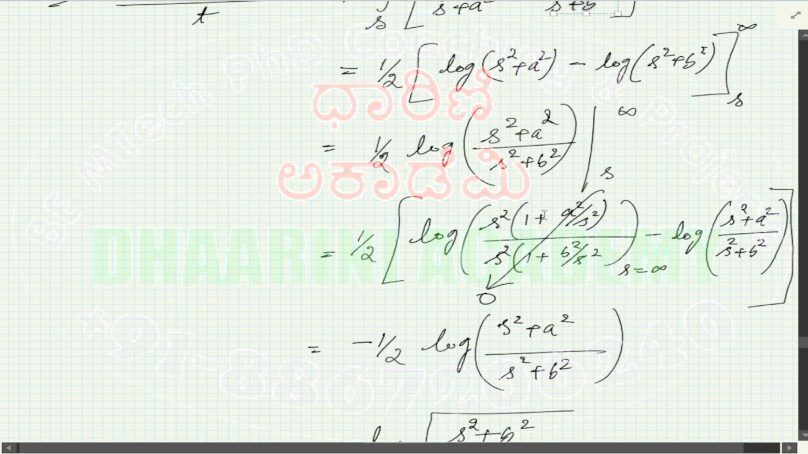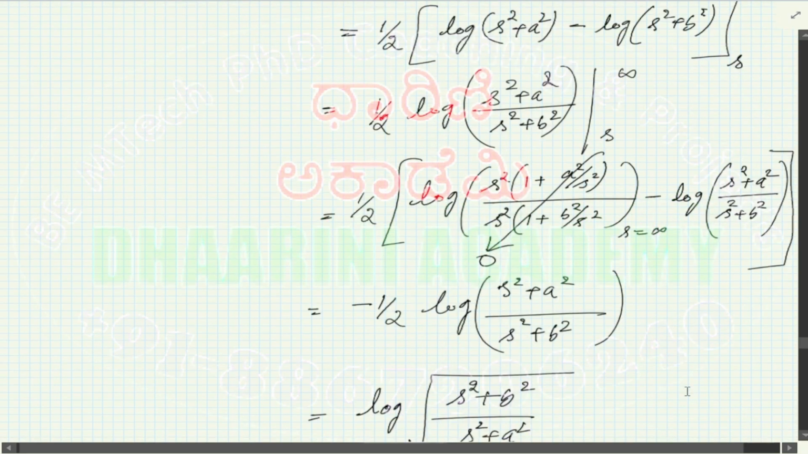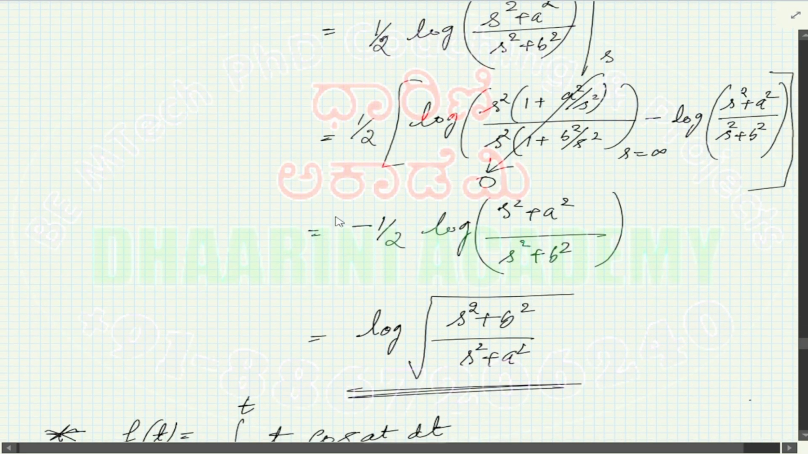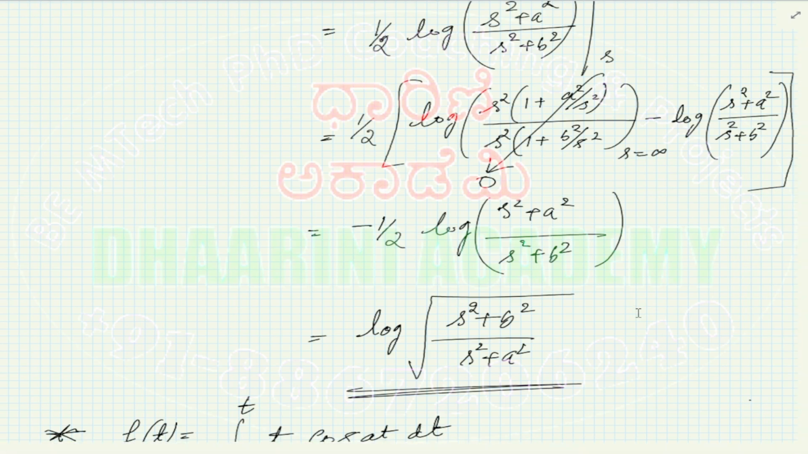That's why the whole term we made 0 here. Minus log of s square plus a square, s square plus b square. So ultimately the term remaining is minus half of log of this term. So minus half, you can take it inside. Minus inverts the terms, right? S square plus b square goes to numerator. S square plus a square comes to the denominator.